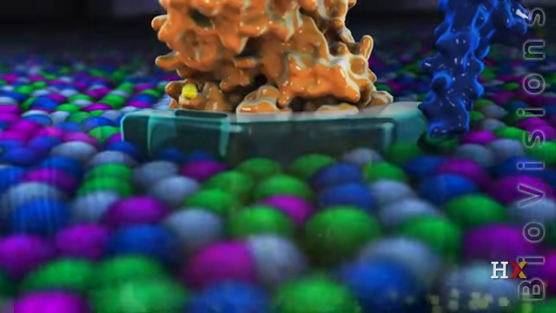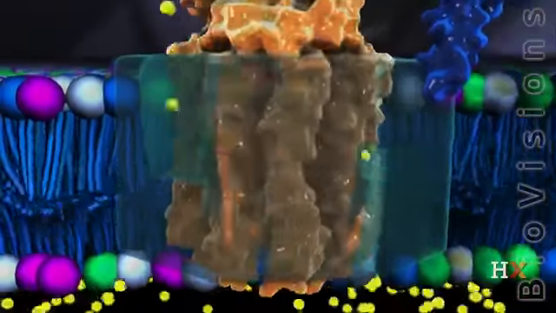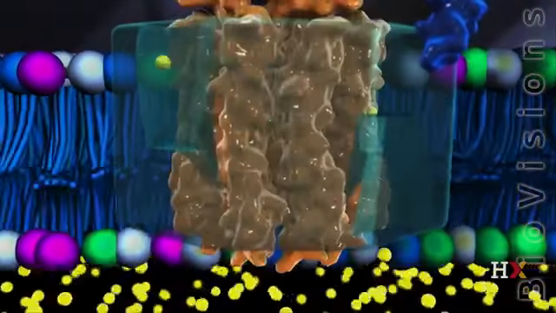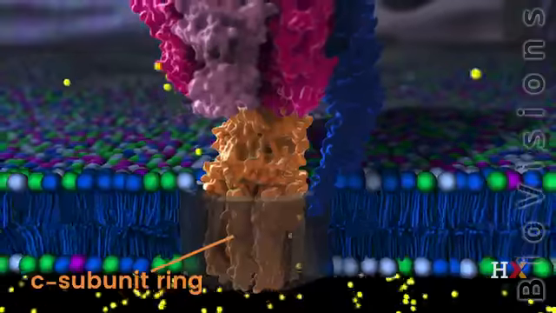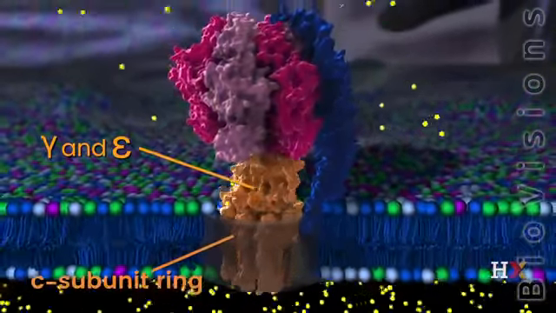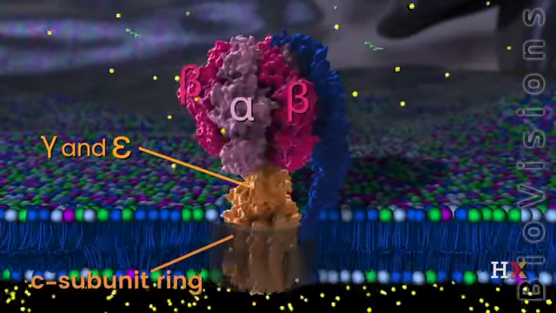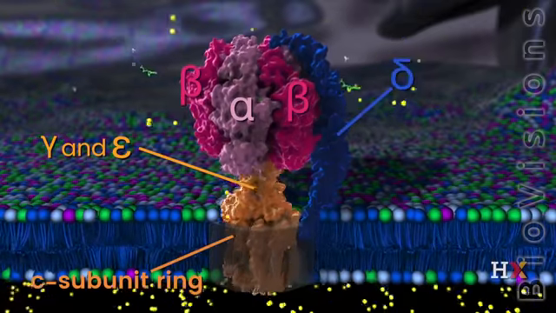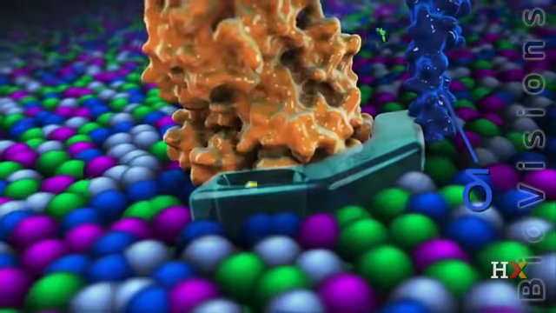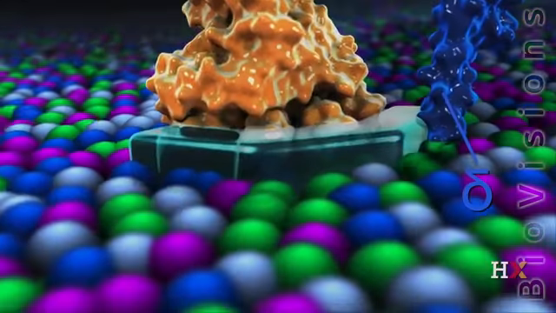The rotating C ring is composed of 8 to 12 copies of the C subunit. The protons pass through a channel that is formed at the interface of the C ring and the A subunit of the F0 complex. When the C ring rotates, the gamma and epsilon subunits rotate along with it. However, as I mentioned before, the alpha-beta hexamer of F1 does not rotate because it is anchored by the delta subunit. The delta subunit is in turn bound to the B subunit, which is embedded in the inner mitochondrial membrane.